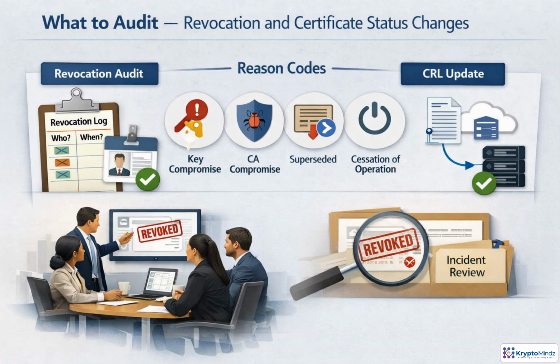Revocation is where certificate control often fails, so treat it as a complete, auditable process. Start with the decision: who requested revocation and why. Confirm the request was properly authorized and mapped to a clear reason code, like key compromise or superseded. Then verify revocation was executed, the CRL or status service updated, and that clients can see the change. Finally, make sure the event is documented and later reviewed during incidents and operational meetings.